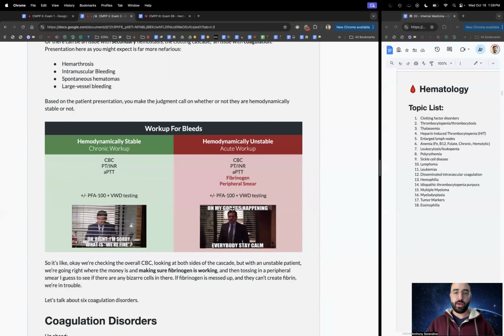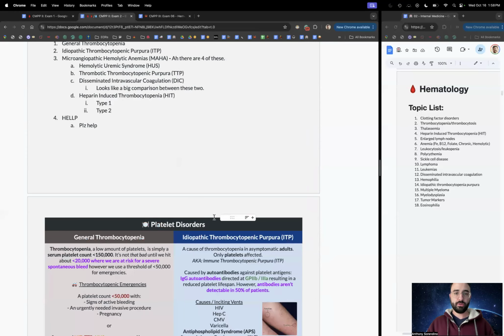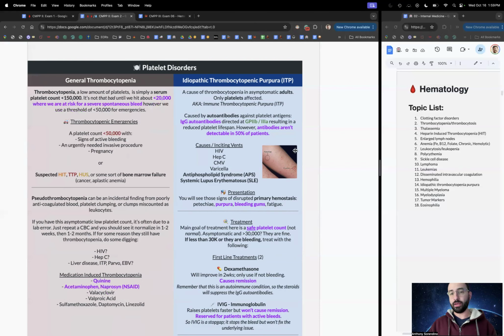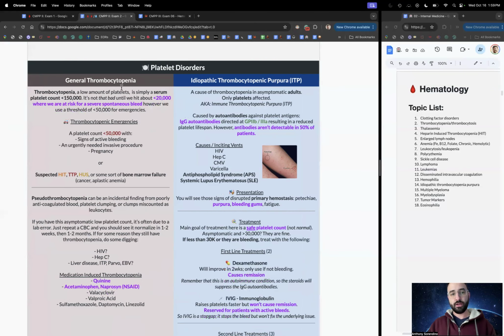All right, now we get into coagulation disorders. So the first two that you really talk about are just a general thrombocytopenia. And what does that mean? Well, it means clotting cells low, right? Thrombocytosis would be a high amount. So this is just somebody with low platelets.